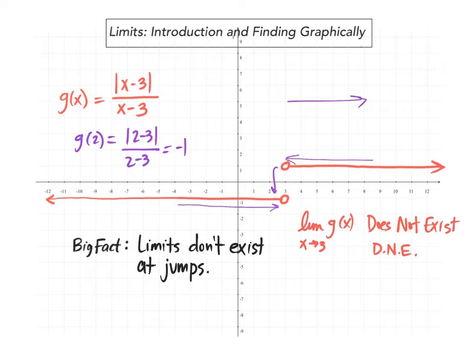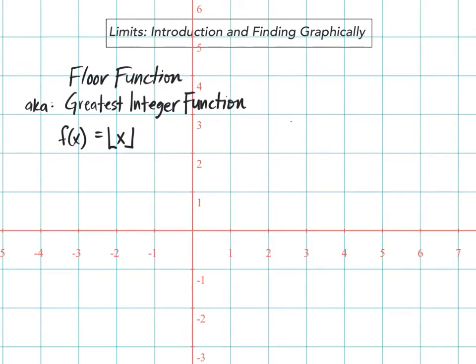Now, the limit of g as x approaches any other number is the value of that number. As x approaches 7, I'm right over here. I'm going through the point 7, 1, so my limit is just 1. The height of this function at 7 is 1, because there's no funny business going on at 1. But at the jump, the limit does not exist. Big fact, limits don't exist at jumps.